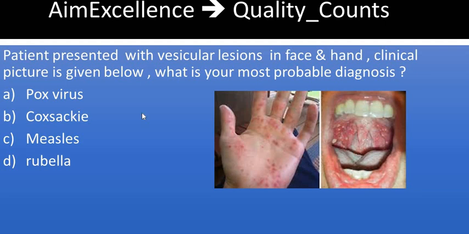Jumping to the next question, patient presented with vesicular lesion in face and hand. Clinical picture is given below. What is your most probable diagnosis? Out of the four options, all are pointing towards the viral disorder. This is a very classical presentation. This is seen in hand, foot, mouth disease, HFM. We have to remember this is seen in Coxsackie A. There are two types of Coxsackie, Coxsackie A and Coxsackie B. It is seen in Coxsackie A.